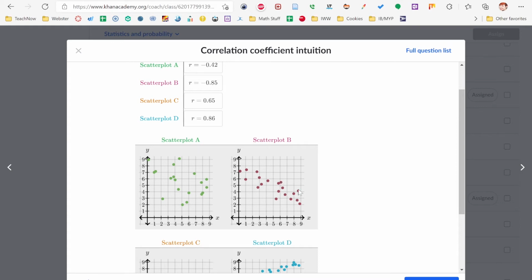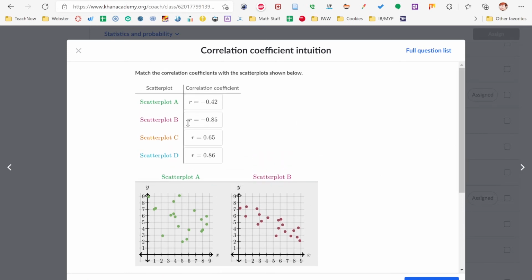Here in scatterplot B, they are pretty nicely packed together. This is a nice cloud that seems to have a downward motion as I go to the right. So I expect scatterplot B to be a negative number closer to -1 than I would get for scatterplot A. So coming up here, scatterplot B, that's my more negative value. And scatterplot A, that's my 0.42.